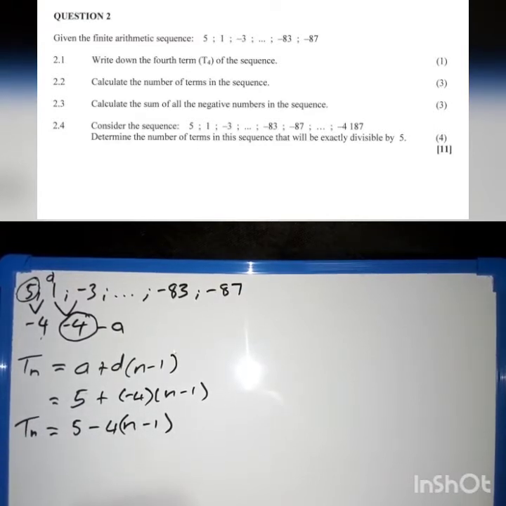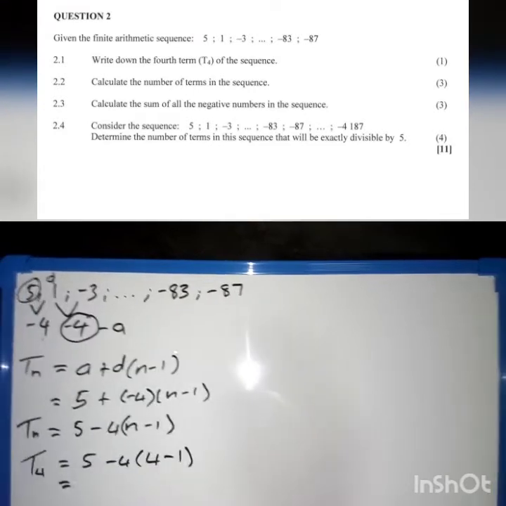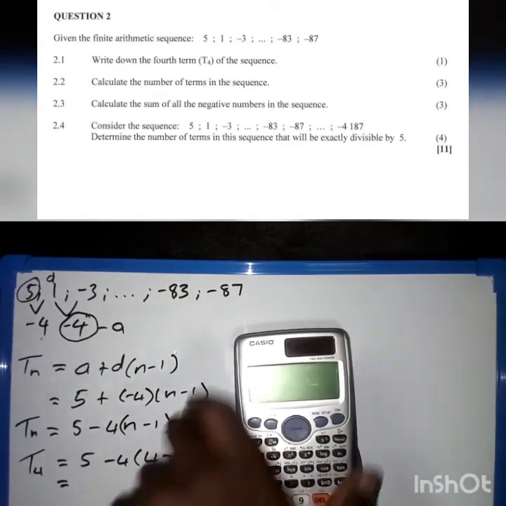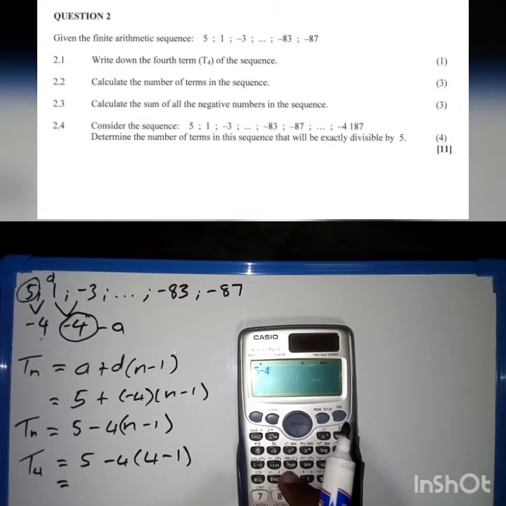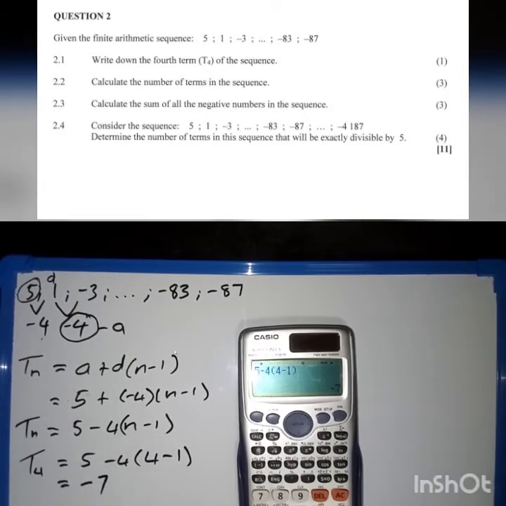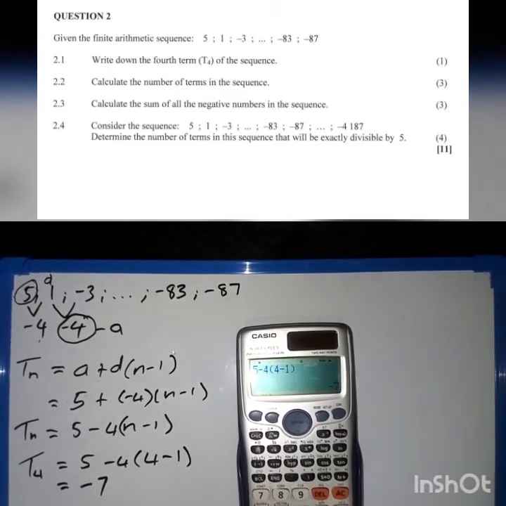So now to calculate T4, you'll just say T4 is equal to 5 minus 4 times 4 minus 1. Put this into a calculator. So you have 5 minus 4 times 4 minus 1, which gives us negative 7. So that will be our T4, negative 7. So that will be the answer to question 2.1.